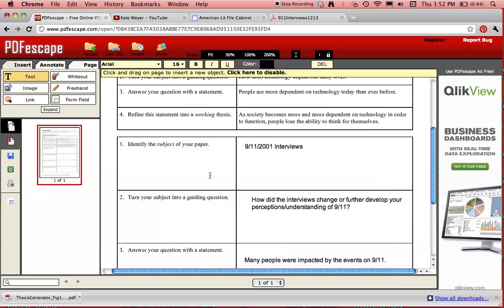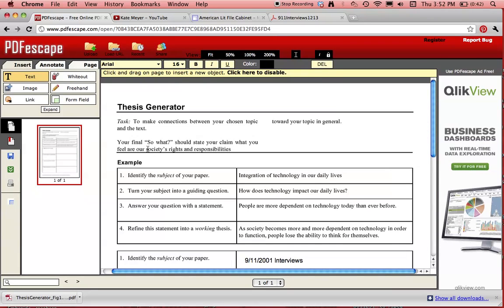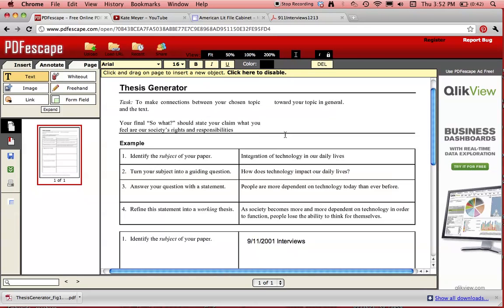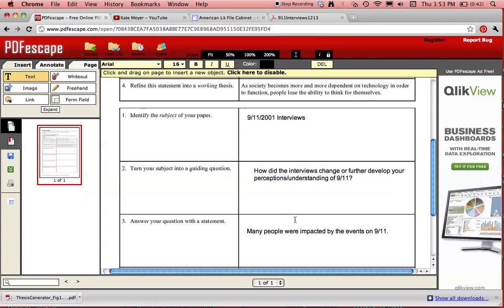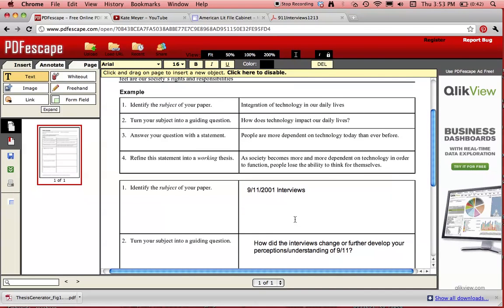But remember up here what I said about the final thesis statement, the final so what should state your claim about what you feel are our society's rights and responsibilities toward your topic in general. So the fact that a lot of people were impacted by it, while true, is not really a thesis statement. It does not really hit that so what. If you look at the example, it is about the integration of technology in our lives, and the question was, how does technology impact our lives? And the answer was that people are more dependent on technology. Well, we're at the same place.